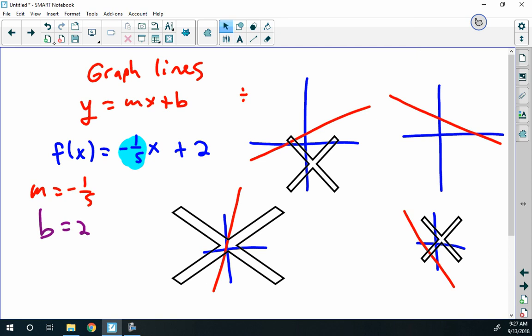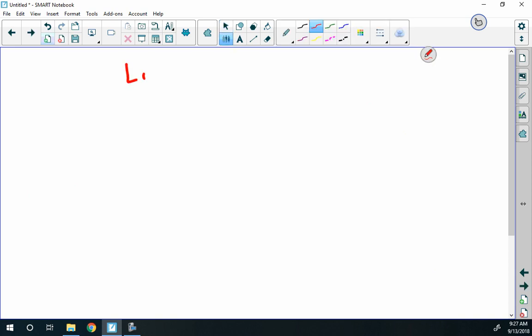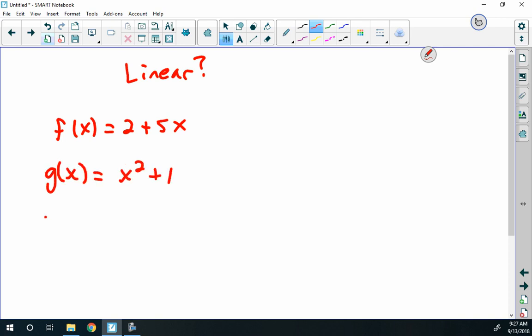The last thing we need to talk about then is whether or not something is linear. They're going to show you something like this. They're going to say f of x is 2 plus 5x. They're going to say g of x is x squared plus 1. They're going to say h of x is 4 times the absolute value of 3x. And they're going to ask you, is each one of those linear? Real easy to figure out. All you got to do is graph them. You could use a graphing calculator to graph them.